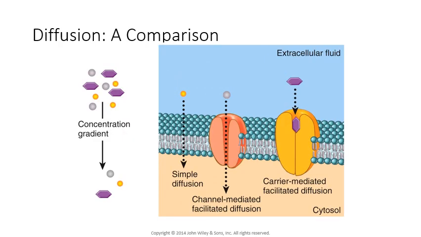So there are those three concepts again. In simple diffusion, we're just diffusing between the phospholipids from high concentration to low concentration. Channel mediated is when we've got this open doorway, and that doorway helps whatever this particle is move from high to low concentration. And then carrier mediated is when we need an assistant. We need an insulin molecule to help us go from high to low concentration.